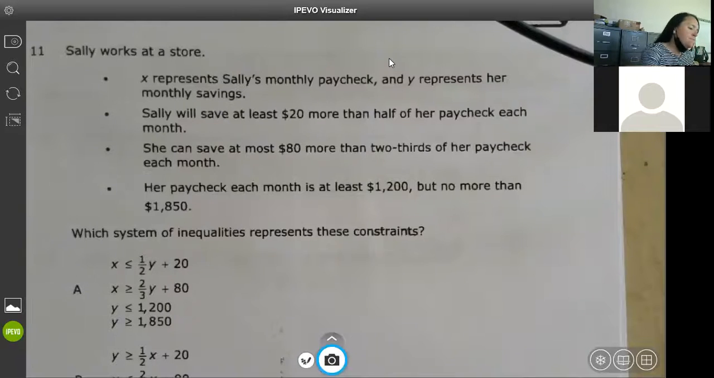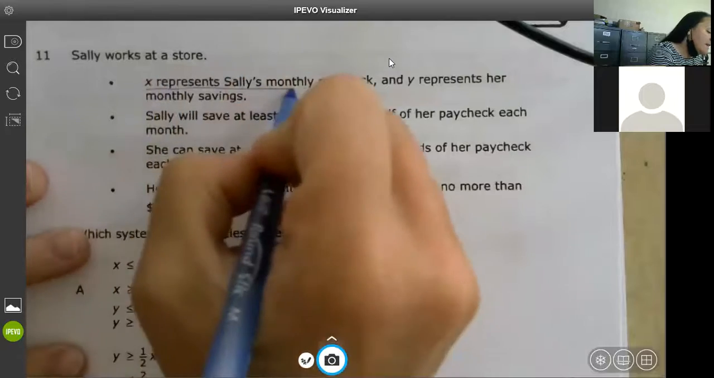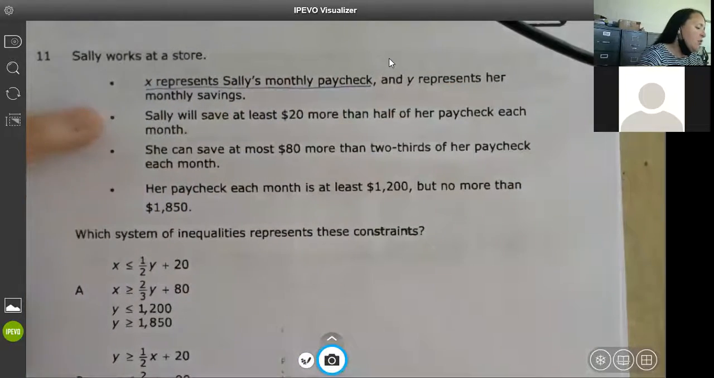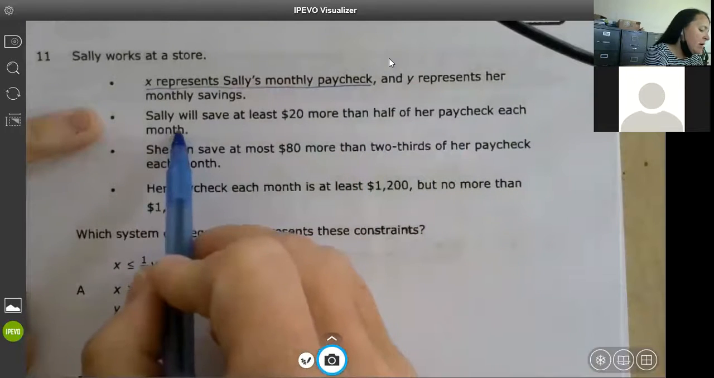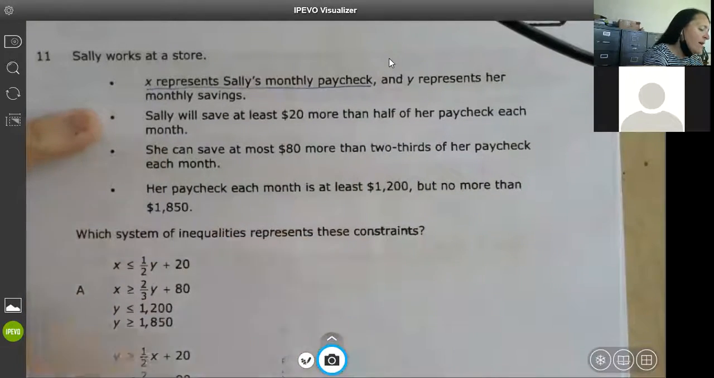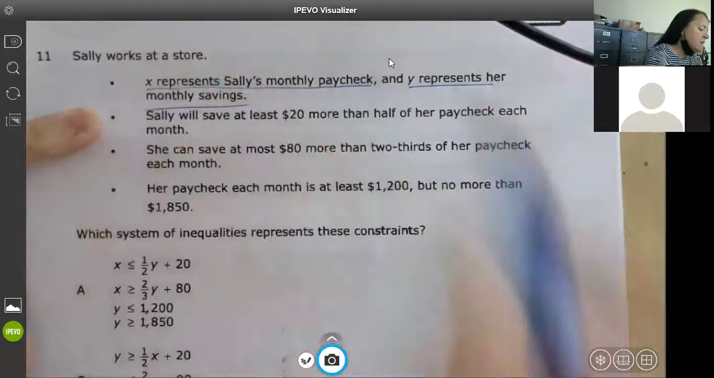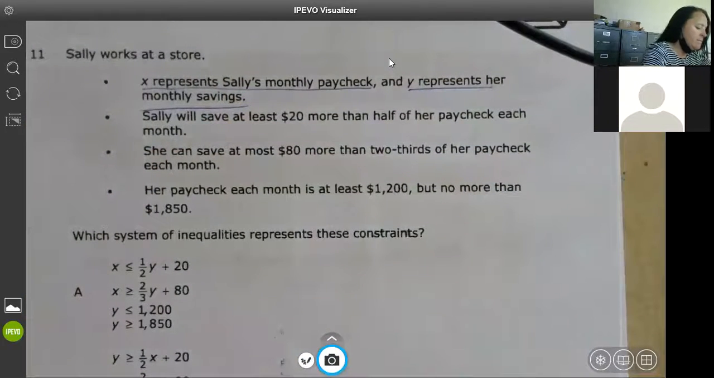So the first one, we're going to talk about her monthly paycheck. It says X represents her paycheck. So she will save at least $20 more than half her paycheck each month. $20 more than half her paycheck. Y represents her monthly savings. So how do I do this? First of all, what's $20 more than? Look at all your equations. Yeah, plus 20, addition. So if you look, every first equation is plus 20. Does everybody see that? All right.